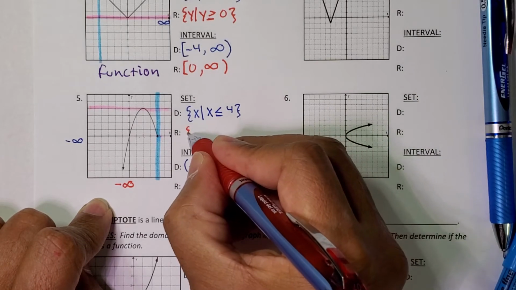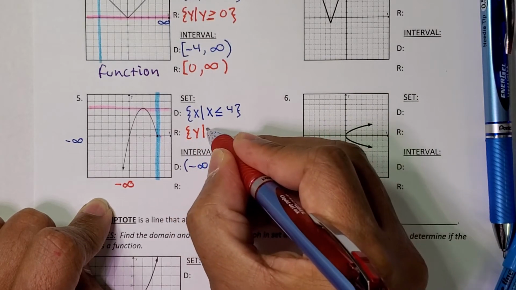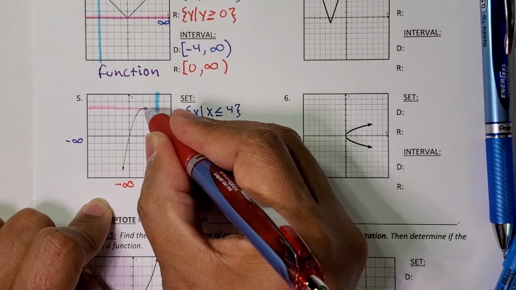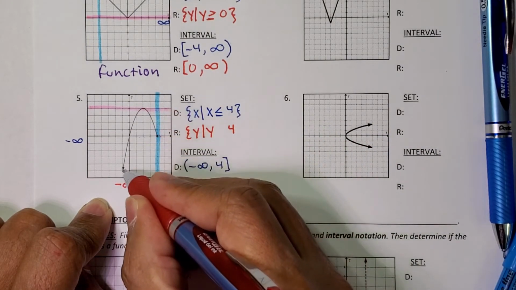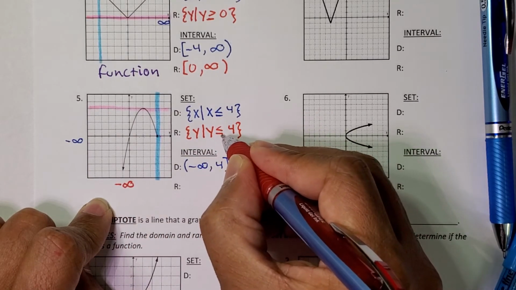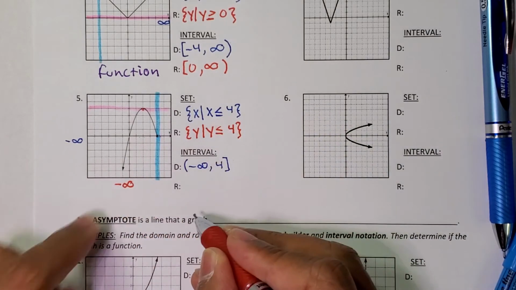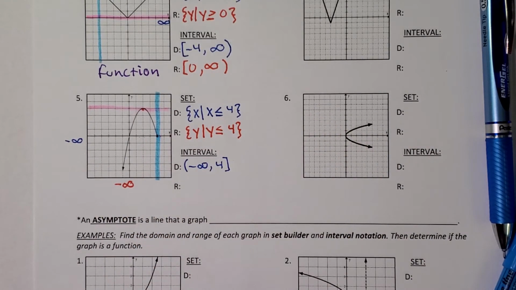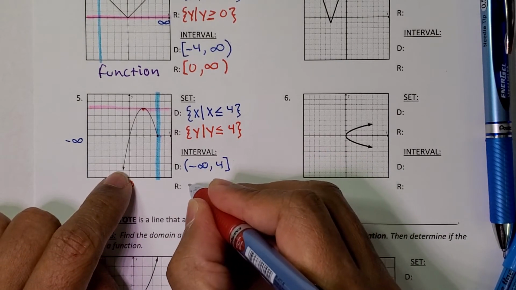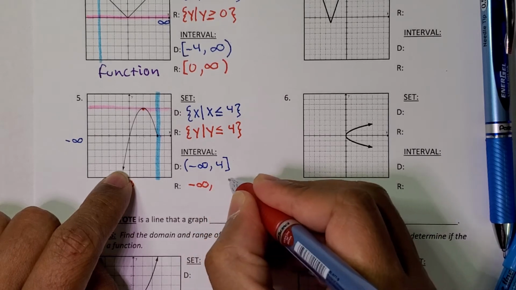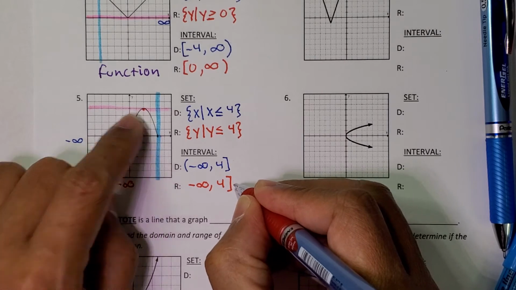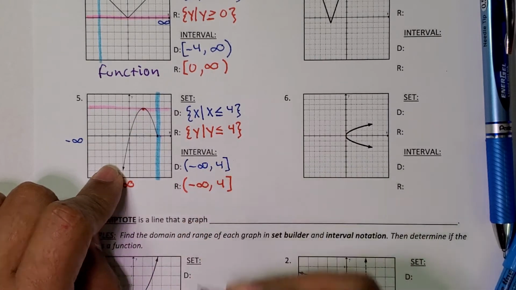So the range is going to be y such that y... okay, what's happening here? We know it gets to 4, but from 4 it goes down, right? So it's going to be less than or equal to 4. Why equal to? Because that point is on the graph. Okay. All right. So the range in interval, again, bottom to top, we know from the bottom we have negative infinity, and the top, that's going to be a 4. The 4 gets a bracket because that's a point that's being used, and this one gets a parenthesis.